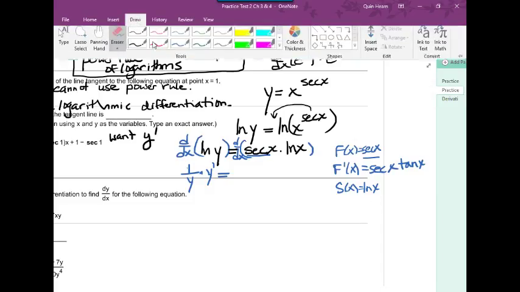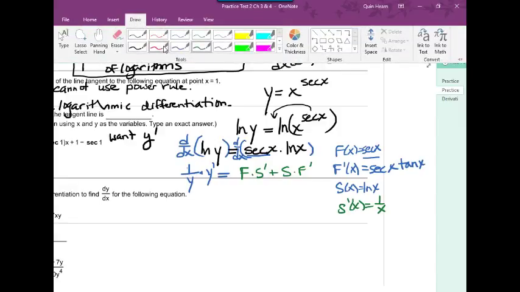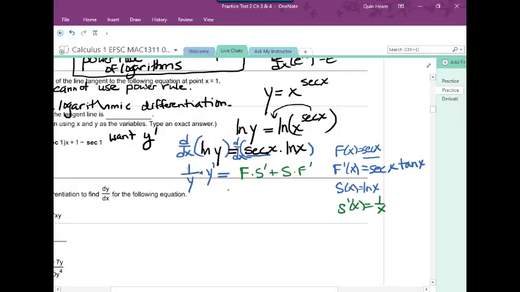Okay, so we're going to say s prime of x equals 1 over x. All right, so we're going to do first times derivative of the second plus the second times derivative of the first. Okay, so that's going to be secant of x times 1 over x plus the natural log of x times secant x tangent x. I'm running out of room here. Let me move this.